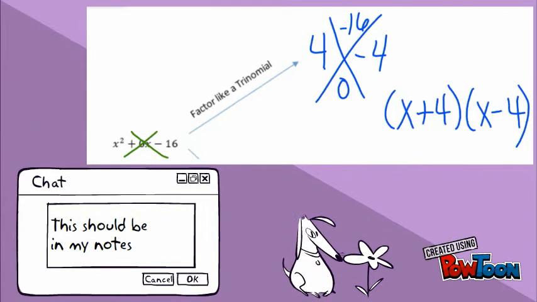Now, let me ask you this. Do I really need 0x in that equation, x squared plus 0x minus 16? I mean, do we ever write 0x? No, we don't, so let's pretend it's not even there.